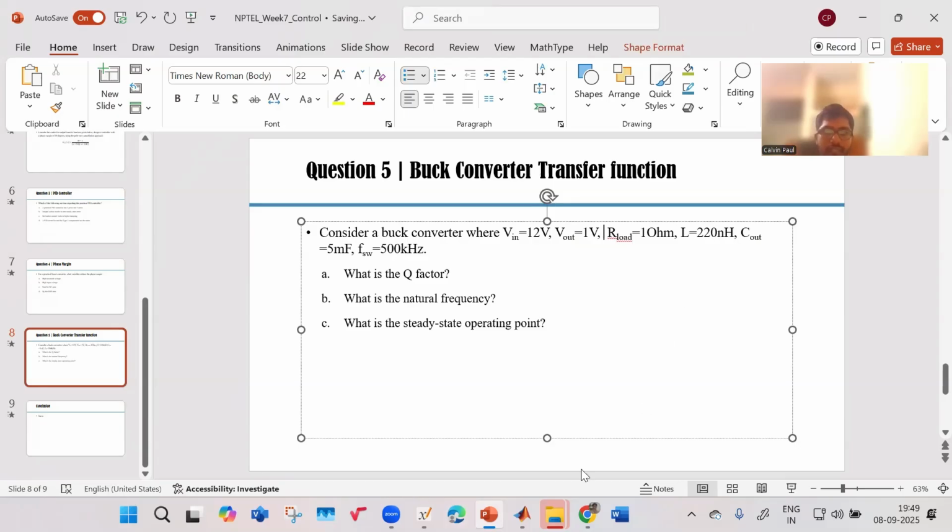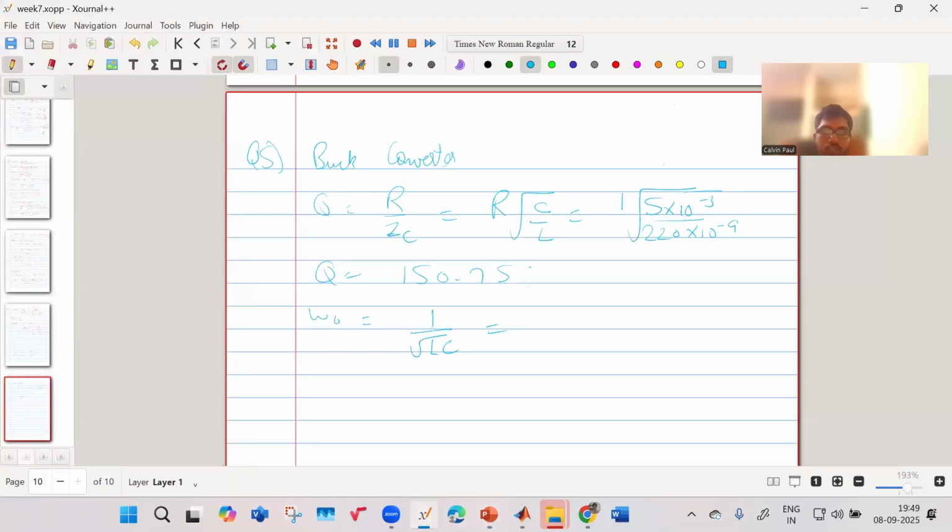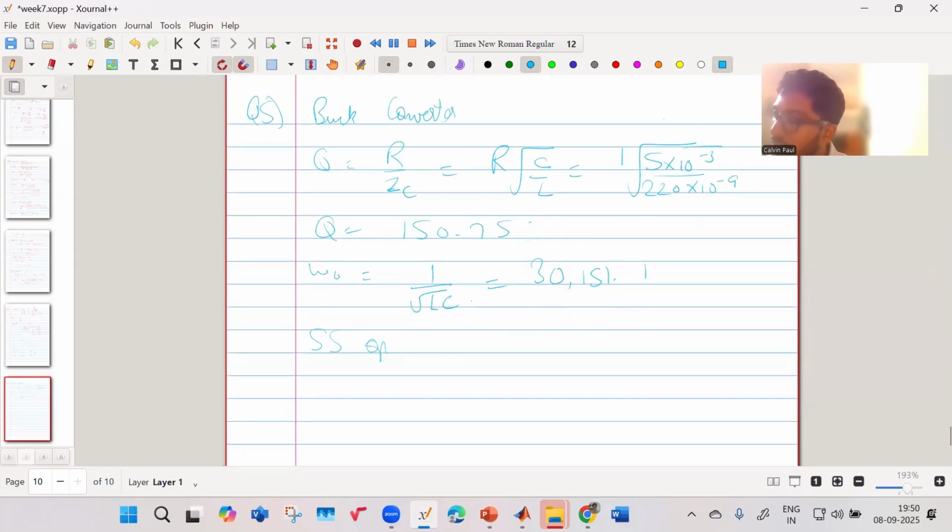Okay, what value did you guys get for omega naught, which is 1 upon root LC? 30,151.13. 30,151.1 something. Okay. Now, the final part of the question is, what is the steady state operating point? I want you to find out the steady state operating point.